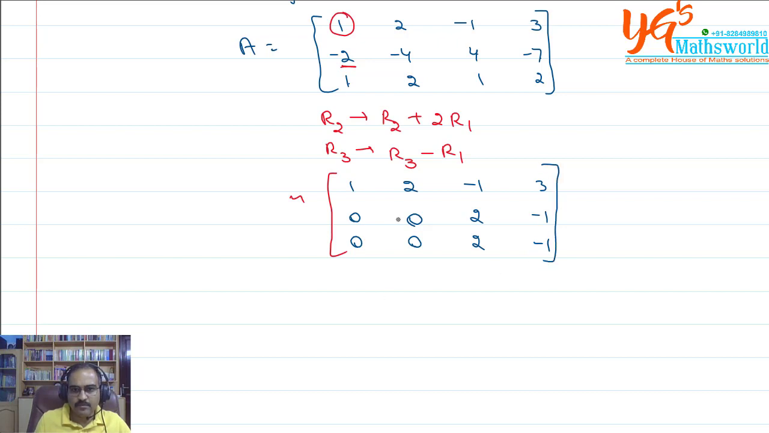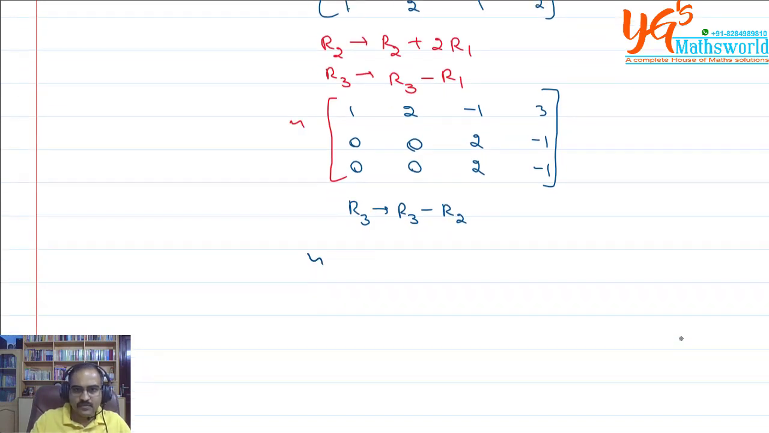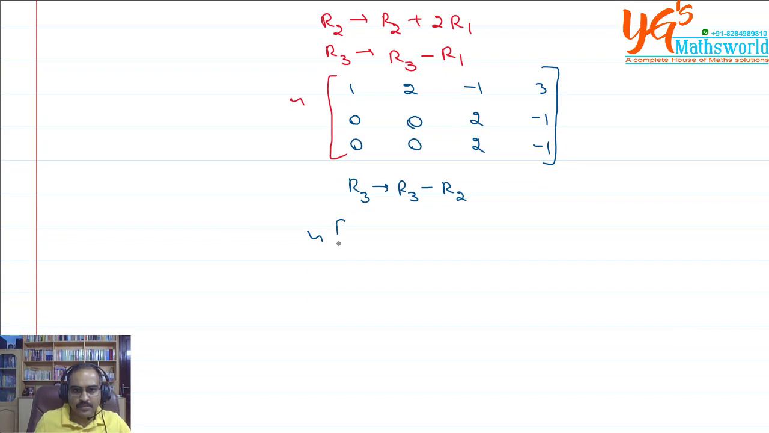Again quite simple, because here row 2 and row 3 are both the same. So now what we have to do is apply an operation on R3, that is R3 minus R2. So here what I am getting now is the operation 1, 2, minus 1, minus 3, 0, 0, 2, minus 1, 0, 0, 2 minus 2, 0, minus 1 plus 1, 0.